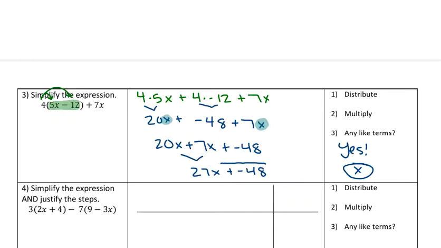Now I can't combine that 48 and the 27 because the 27 has an x and the 48 does not. Okay, the reason I couldn't just add the 5x and the 7x was because I had multiplying here. Okay, with the multiplying, I can't use the commutative property. Commutative property only works with addition.